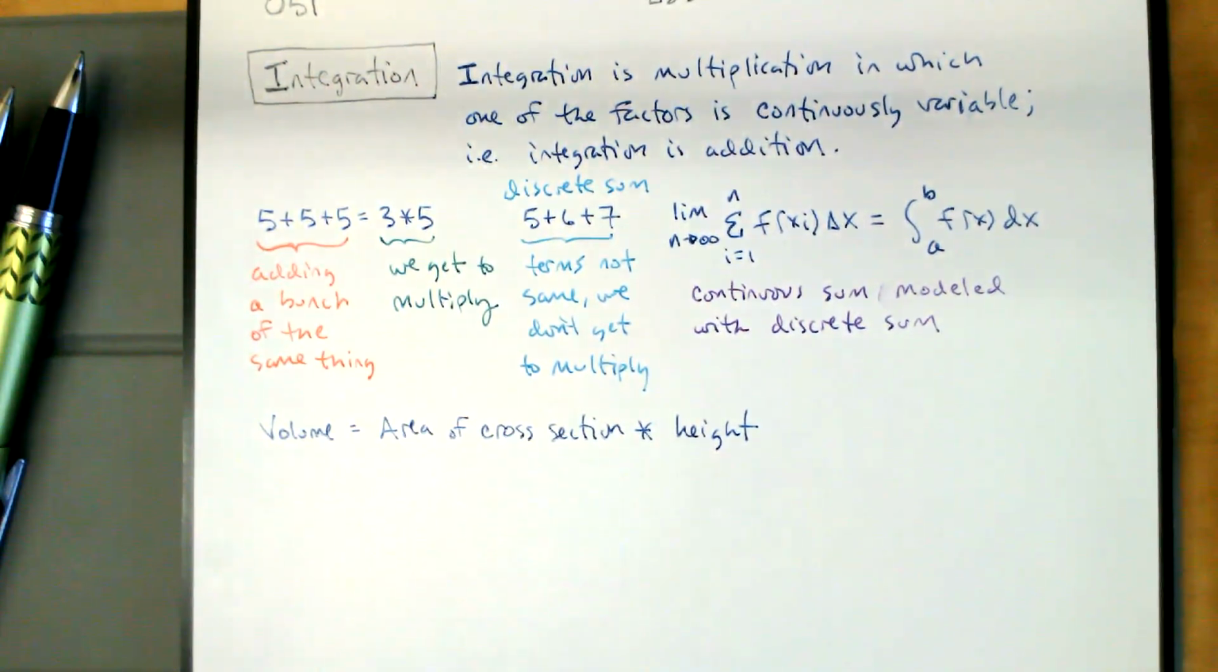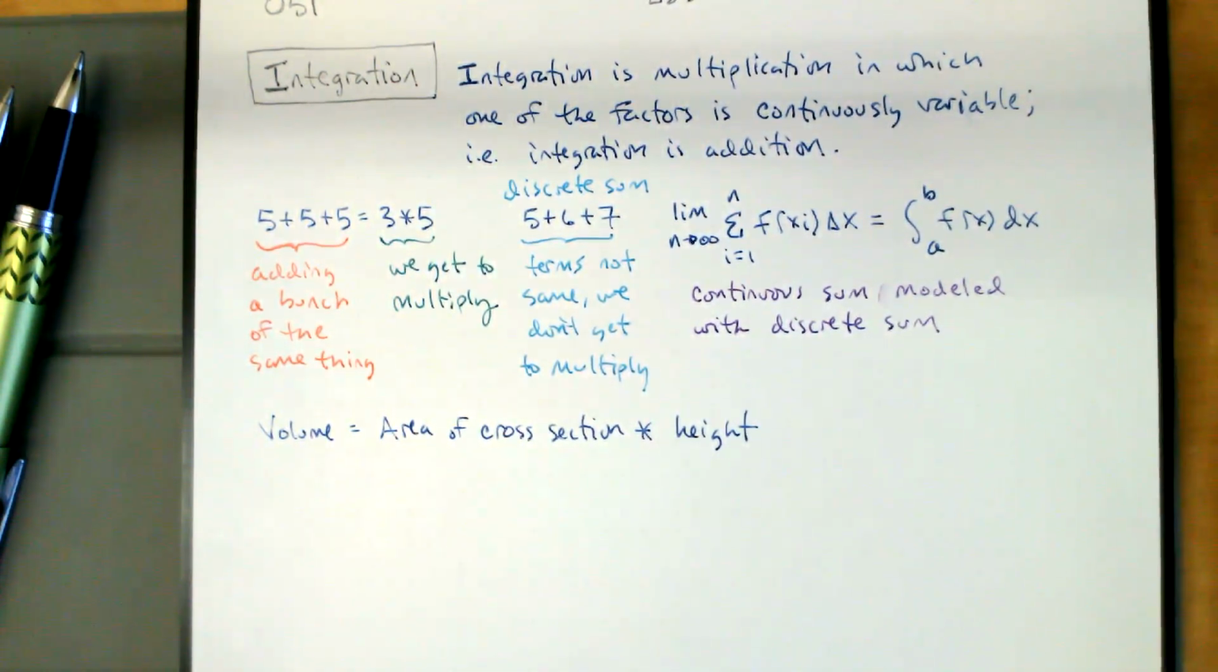Volume is area times length. That makes sense. Area is squared units, height is linear units. That gives us linear units cubed. That's how we measure volumes. So volume is the area of a cross section multiplied by the height. It's just a multiplication problem.